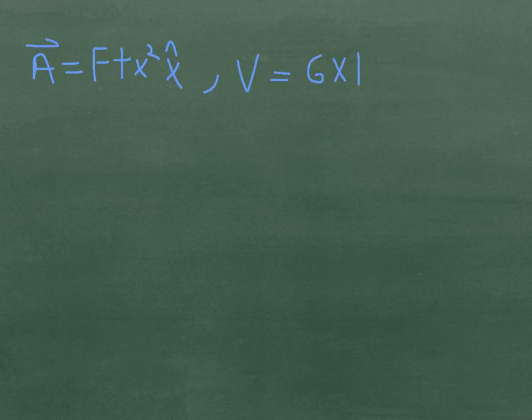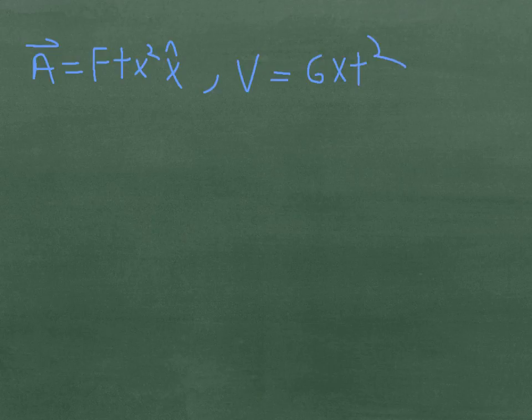So last time we finished up looking at a gauge transformation where we transformed some potentials to the Coulomb gauge. Now we're going to be looking at the same potentials, but we're going to transform them into the Lorentz gauge. So we start with our potentials. We have our vector potential A equals some constant f times t x squared x hat, and then our scalar potential V is equal to g x t squared.